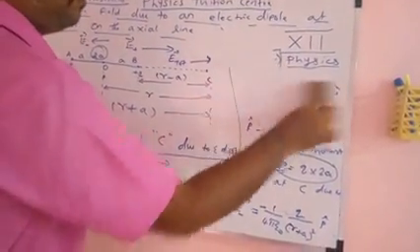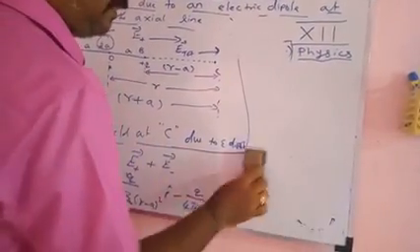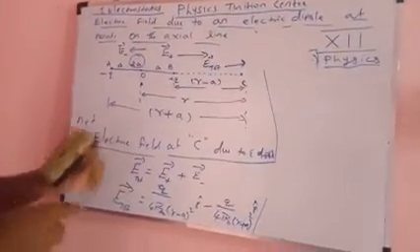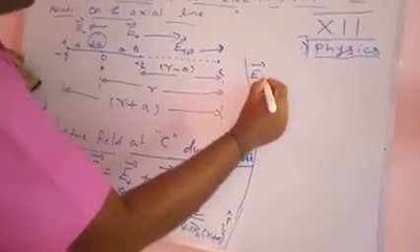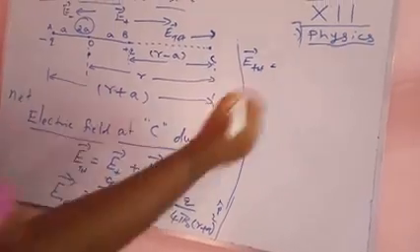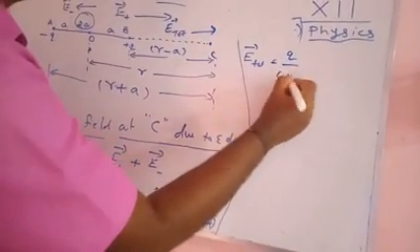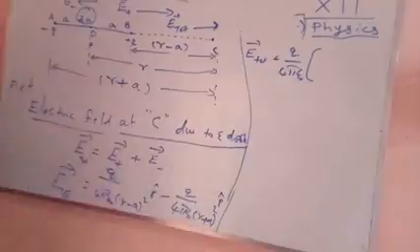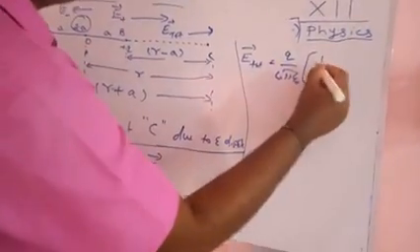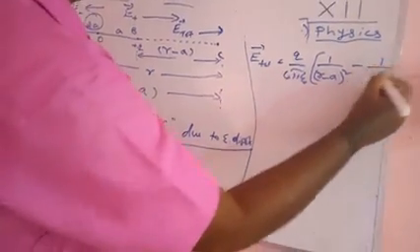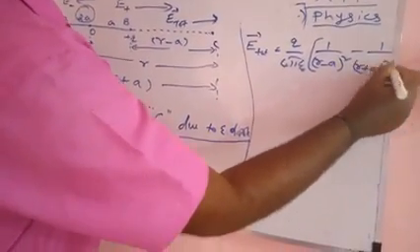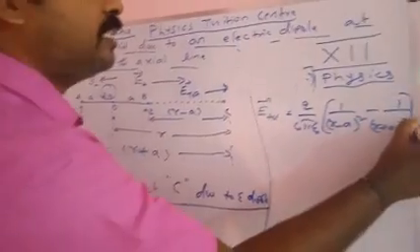Now we can find the final value of E total. E total vector is equal to, taking the common value q by 4 pi epsilon 0 for both terms, 1 by R minus A the whole square minus 1 by R plus A the whole square, into P cap.